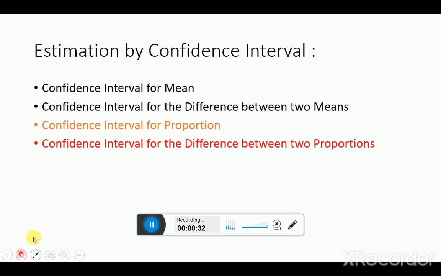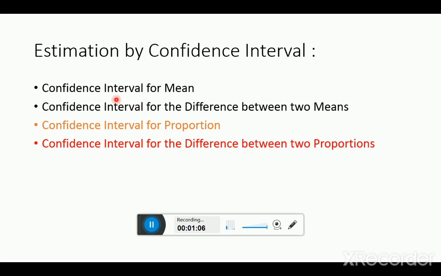If you remember, I told you that we are in the estimation by confidence interval portion, and in estimation by confidence interval we will cover a total of 4 parameters. It simply means that we will discuss the confidence interval for 4 parameters. The first is the mean. The second is the difference between two means. The third is proportion, and the fourth is the difference between two proportions.